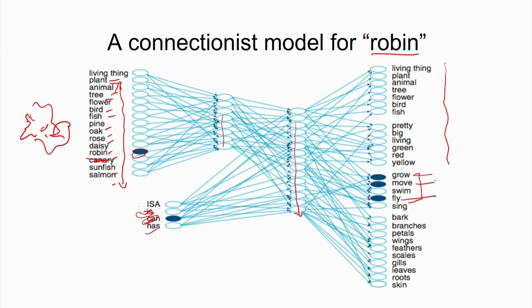These nodes are activated because the bird can grow, the bird can move. The bird cannot swim, and so this is not activated. The bird cannot sing, so it is not activated, maybe it should activate. The bird cannot bark, and so this is not activated. The bird does not have branches, and so it is not activated.